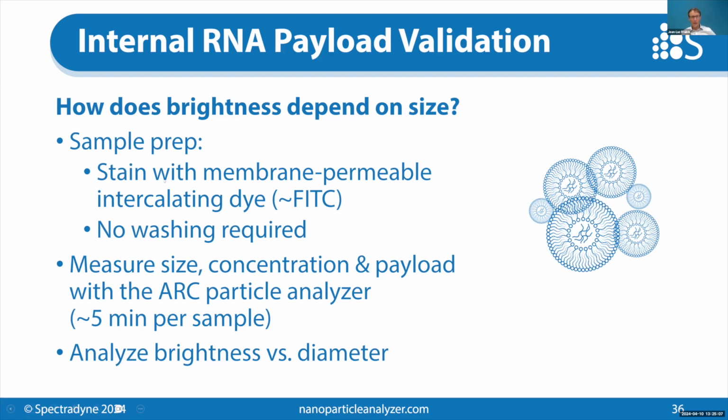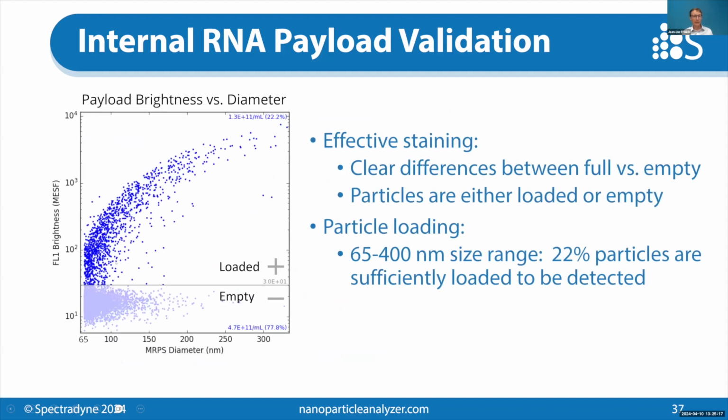So same sample prep, we stain with this intercalating dye, no wash steps, takes about 10 minutes, and then we measure them on the ARC. And then this is the distribution that we see. Okay, so similar to the last example, we get this sort of curving, in these log linear plots, curving distribution of brightness. So let's ask, how does the brightness depend on particle diameter?